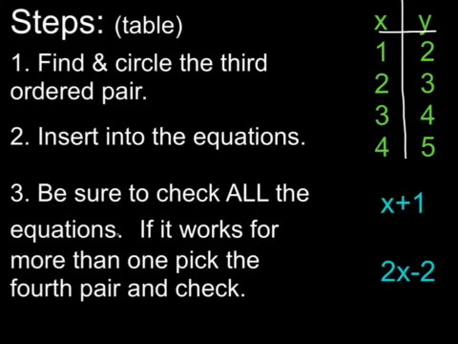The first thing we're going to look at is the steps for how to take a table and match it to your equation. Make sure that as we're going along, you're filling in your notes so you don't fall behind. So, step 1 was find and circle the third ordered pair, which is simple enough. You go down to the third set in your table and you just circle it. In this case, it's 3, 4. And we know as an ordered pair that's going to look like (3, 4) because it's always our x, y in an ordered pair.